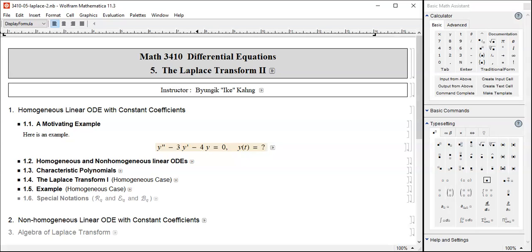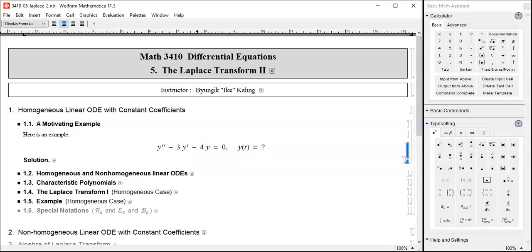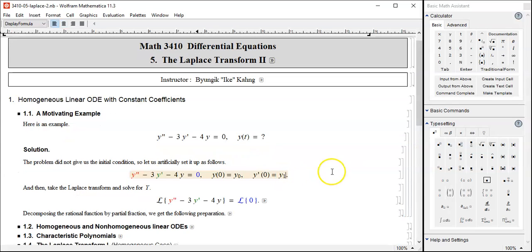Extremely simple equation, but no initial condition. How do we handle it? The first step is to create the initial condition artificially. Let's name y of 0 as y sub 0 and y prime of 0 as y sub 1. Okay, now that we have at least tentative initial conditions already, let's go with the Laplace transform.